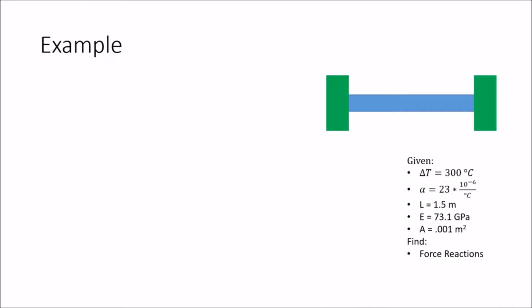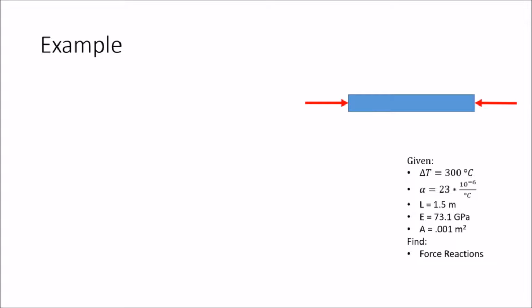Now we will do an example problem with thermal expansion. Here we have a beam that is suspended between two walls, and then the temperature rises. Now the question is, what will the wall reactions be? To solve this, we are going to need the principle of superposition. First, let us replace the walls with force reactions.